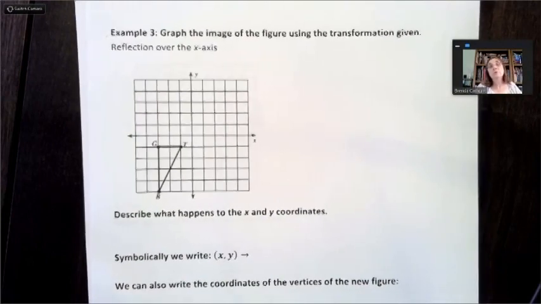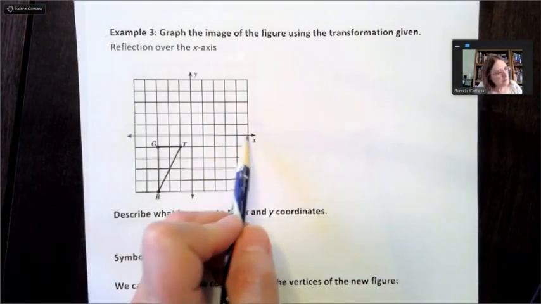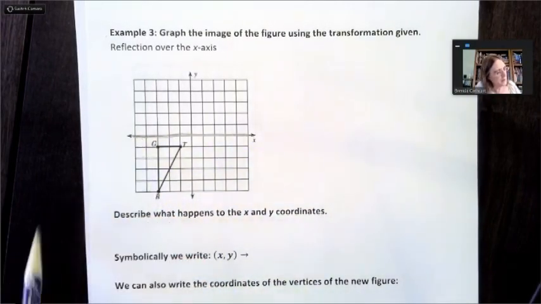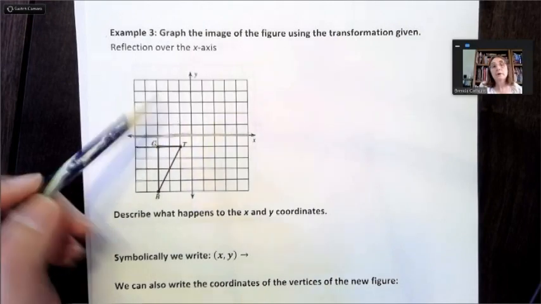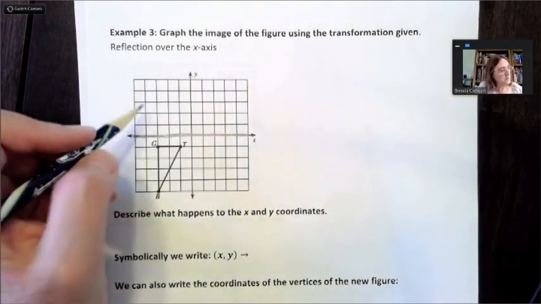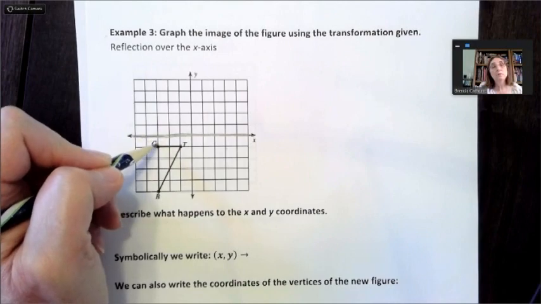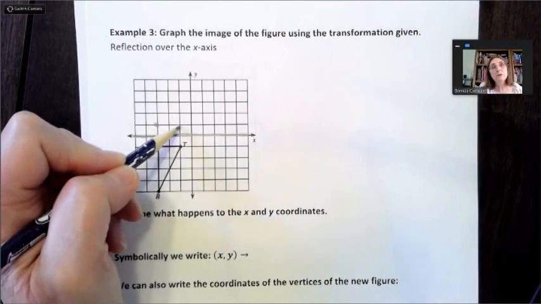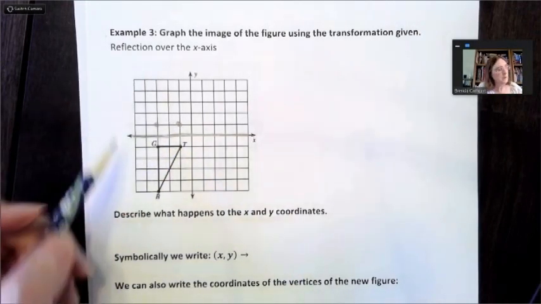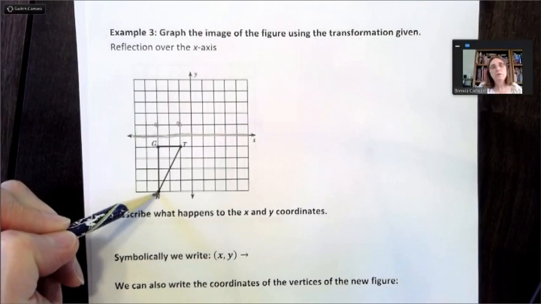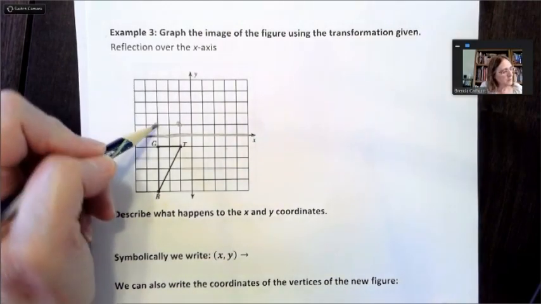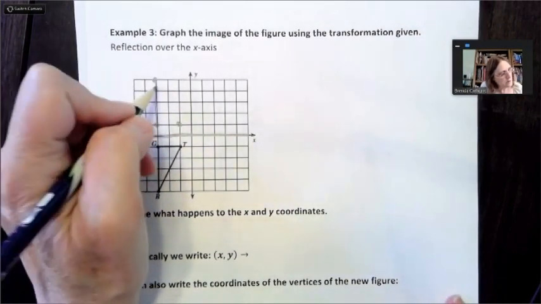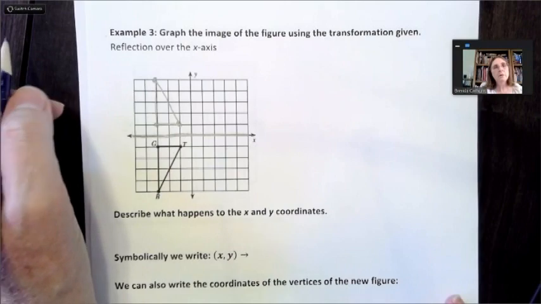Now let's see what happens if we do a reflection over the x-axis. Here's our x-axis. Again, I'm going to fill it in a little darker. And we're just going to go up instead of to the right. So our image of G, 1 unit below the x-axis, is now 1 unit above. And our image of T in the same fashion. For the image of B, which is 5 units below the x-axis, it's now going to be 5 units above the x-axis. So we have, again, our triangle.